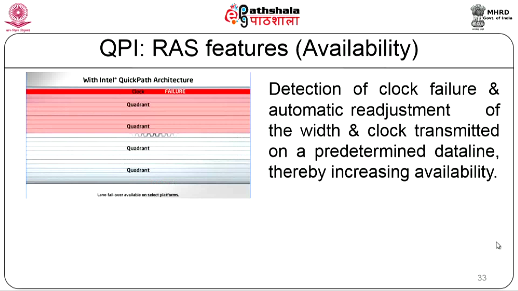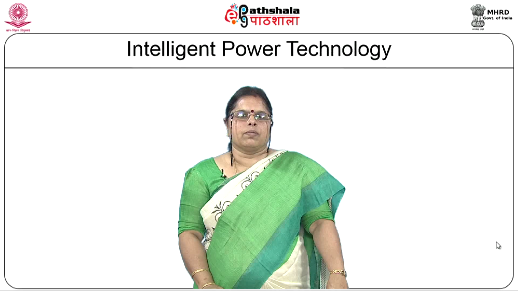And detection of clock failure and automatic readjustment of the width and clock transmitted on a predetermined data line, thereby increasing availability. So, if a clock fails in one lane, then it is automatically shifted to another predetermined data lane, and suppose if that also fails, you also have another backup for that. So, that way you are able to handle clock failures.